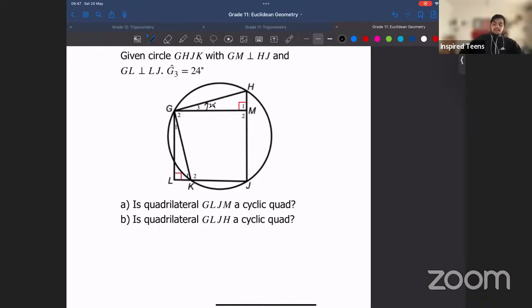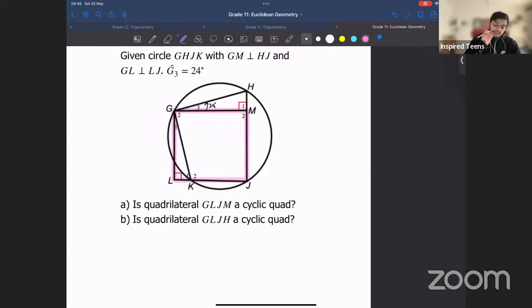Okay. Is quadrilateral GLJM a cyclic quadrilateral? Let's highlight which cyclic quadrilateral they're talking about. GLJM. This guy here. They want to know, is this a cyclic quadrilateral?